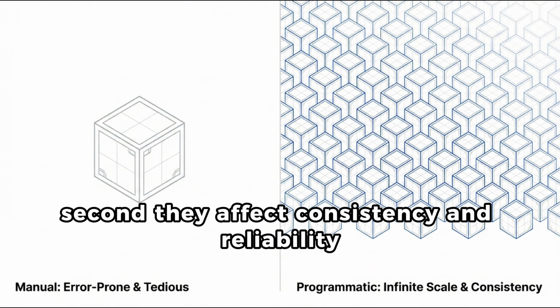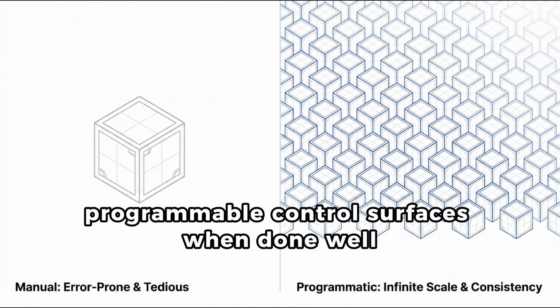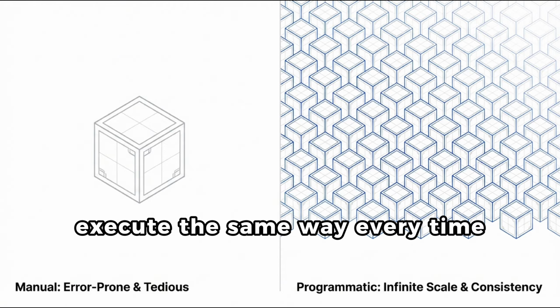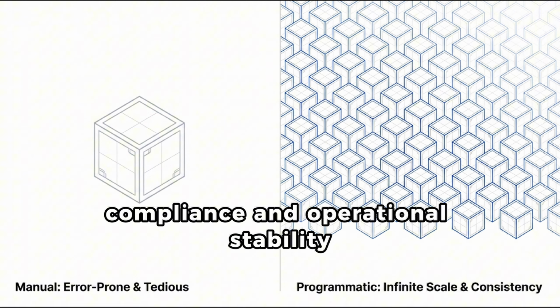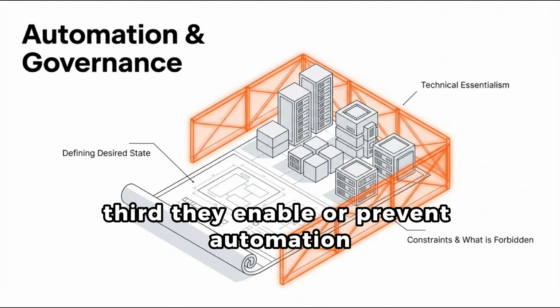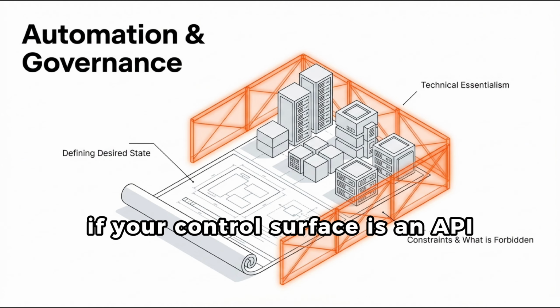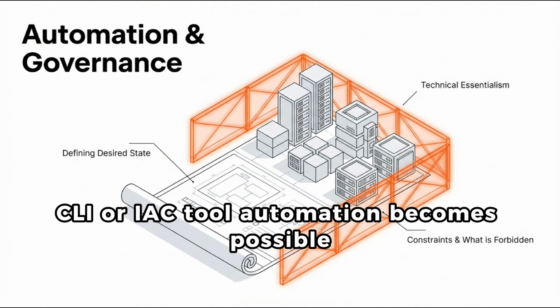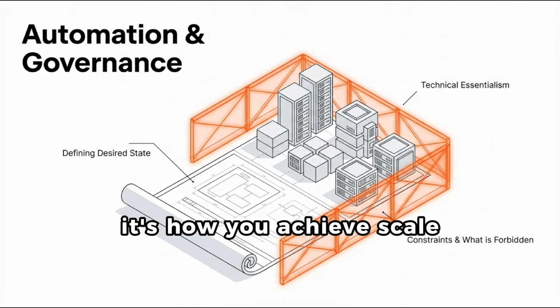Second, they affect consistency and reliability. Manual control surfaces introduce human error. Programmatic control surfaces, when done well, execute the same way every time. That consistency is critical for security, compliance, and operational stability. Third, they enable or prevent automation. If your control surface is a GUI, you can't automate. If your control surface is an API, CLI, or IAC tool, automation becomes possible. And in modern cloud operations, automation isn't optional. It's how you achieve scale.